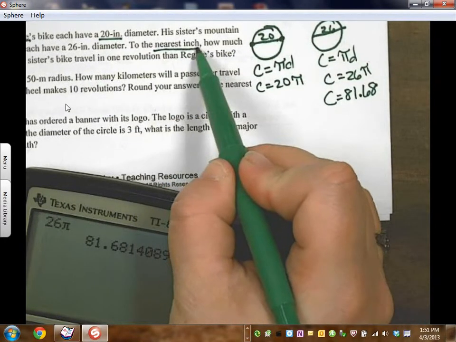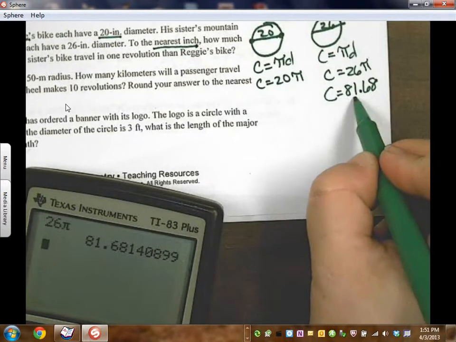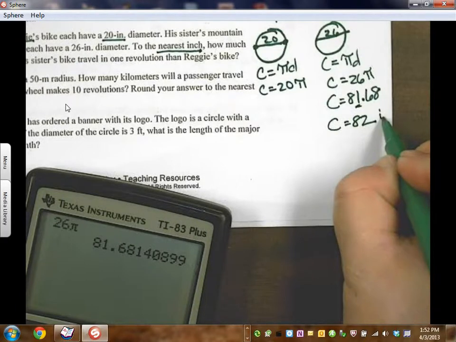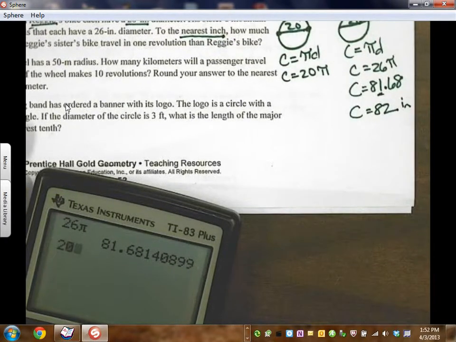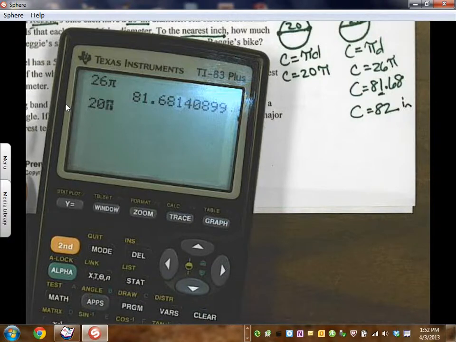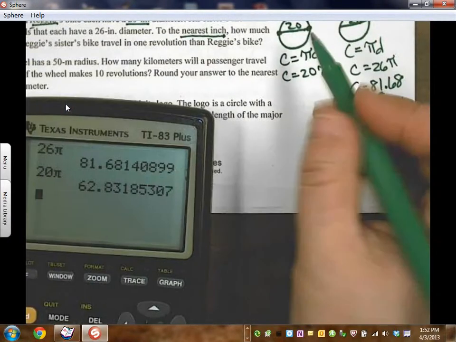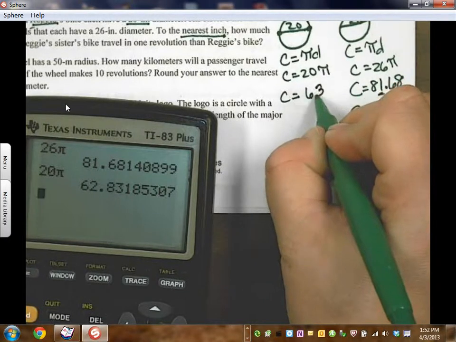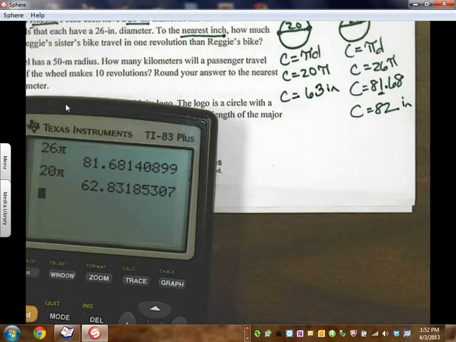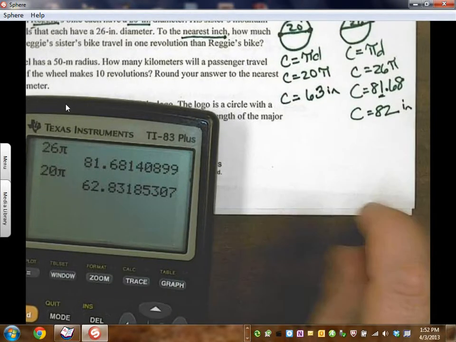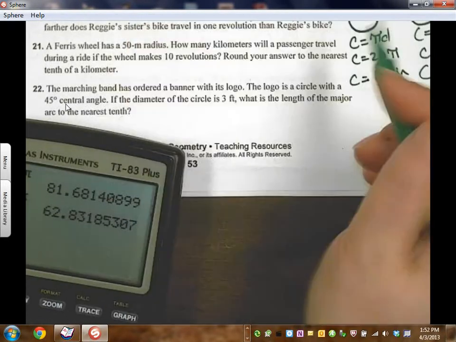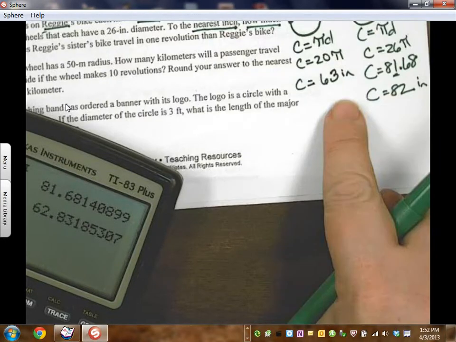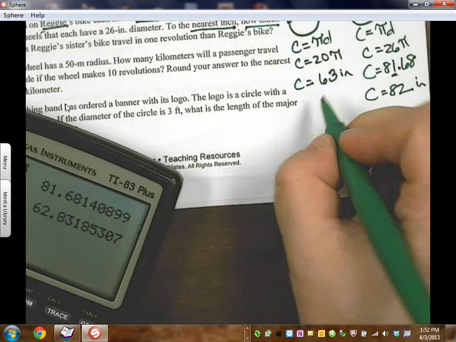To the nearest inch. So I'm going to round it to that whole number, so the circumference is going to be 82 inches. Over here, 20 times pi, I'm going to round to the nearest inch again, and I get 63 inches. Okay? How much further does her tire go? Because that's what they want to know. They don't want to know the circumference. They want to know how much further she is going to go. So we just have to subtract.